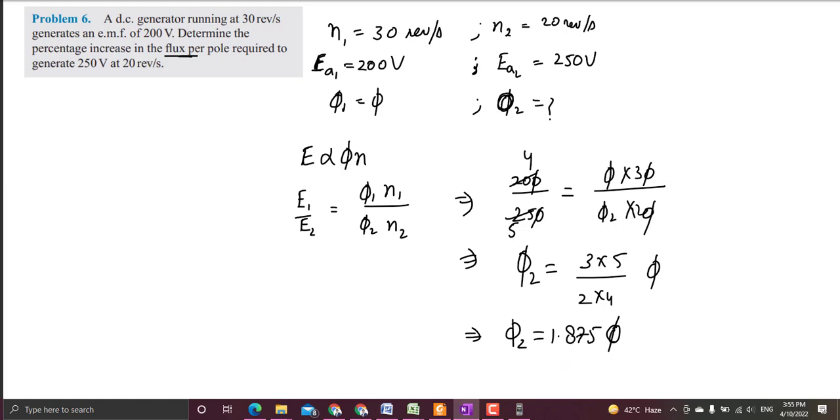So you can see how much is the increment. So this is 0.875. In percentage I can write that phi 2 is increased by 87.5%. Hope this is clear.